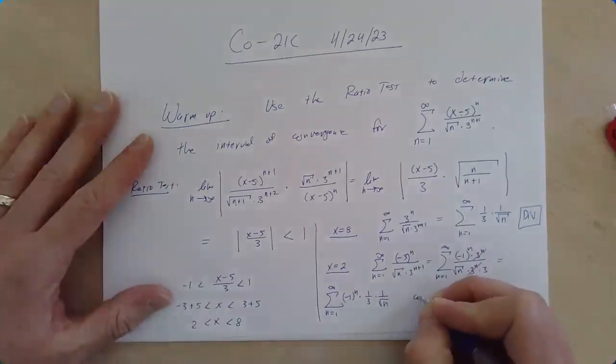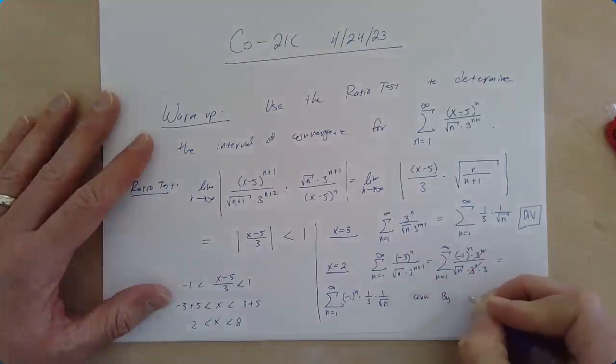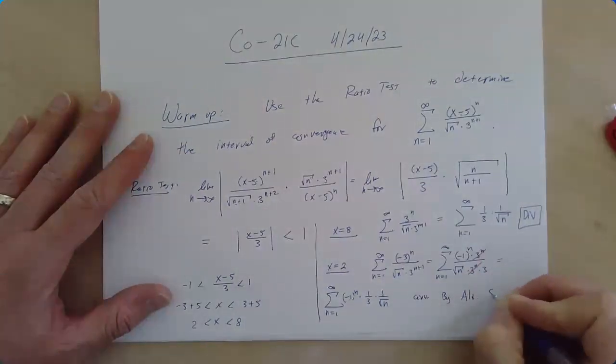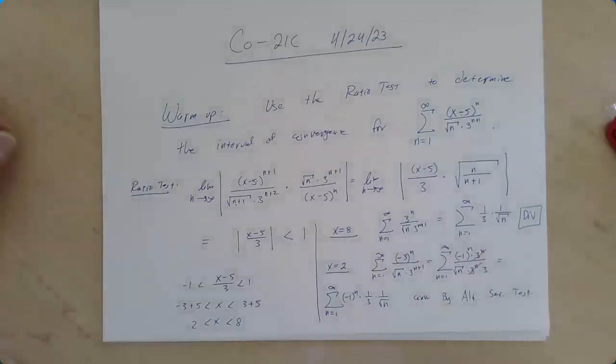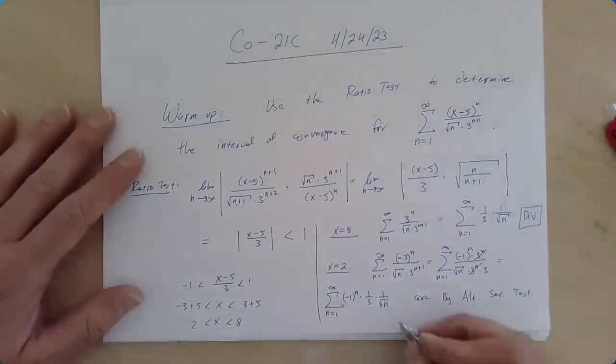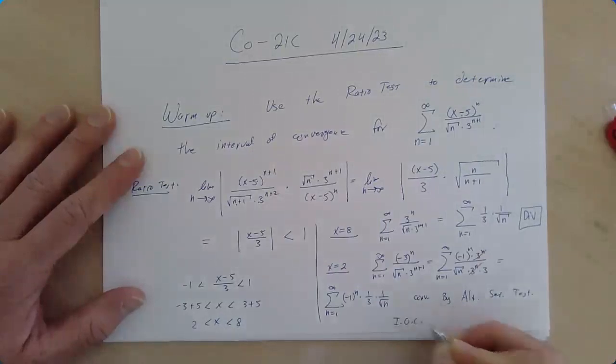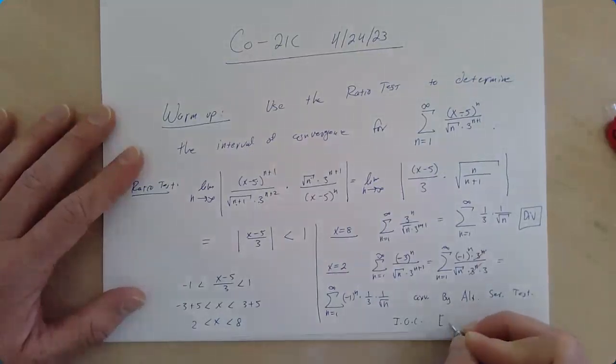So here, this definitely does converge by the alternating series test. We can see it meets all the criteria: it alternates, the limit of the sequence is 0, and the terms definitely get smaller, or it's decreasing. So then we can say our interval of convergence is +2 inclusive to +8 exclusive.